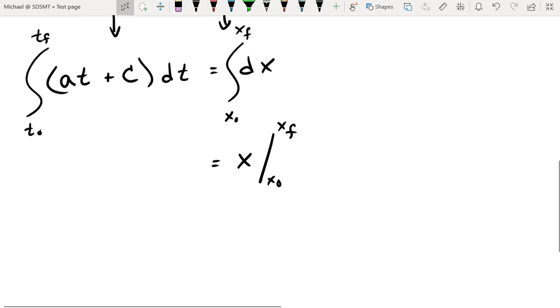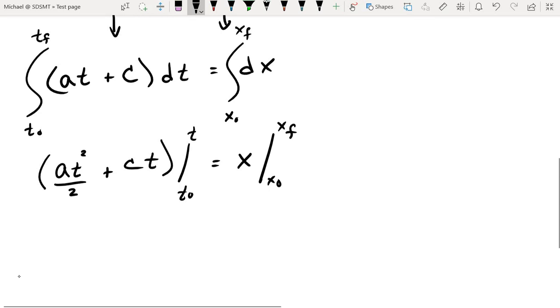On the left, we have two terms, at plus our constant of integration, that will need to be integrated with respect to t. And so that gives us at squared over 2 plus ct. All of that will need to be evaluated at our limits for time.